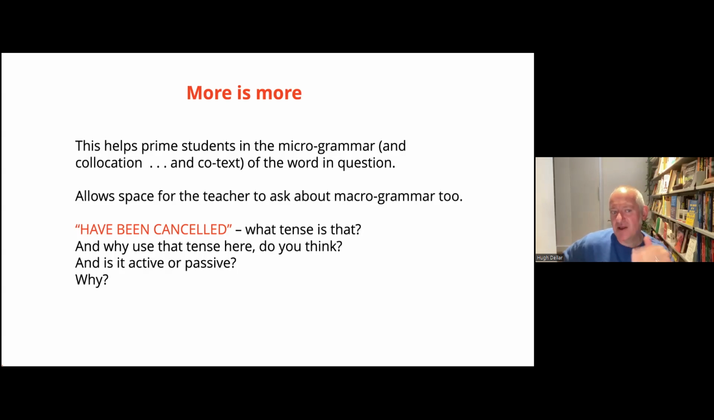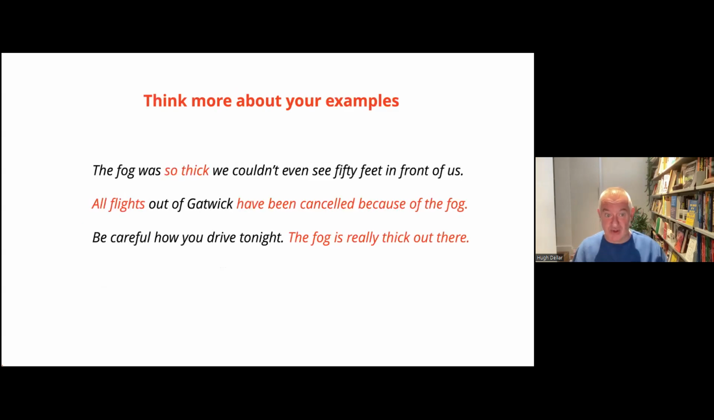And I think by providing students with more input and more examples, you're showing students more about how the words work. You're showing them about the grammar that often goes with the word and the collocations and the cotext. And if you want to, you can also focus on the big Raymond Murphy's English Grammar in Use kind of grammar. So you might have a sentence like, all flights out of Gatwick have been cancelled because of the fog. If you're teaching kind of, you know, B1 level students maybe.